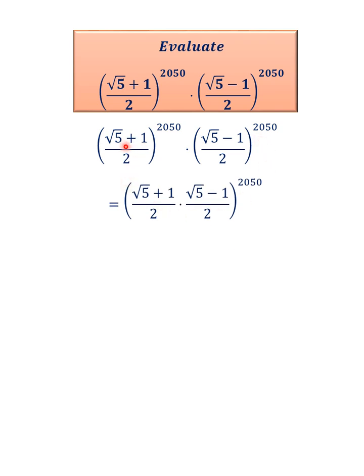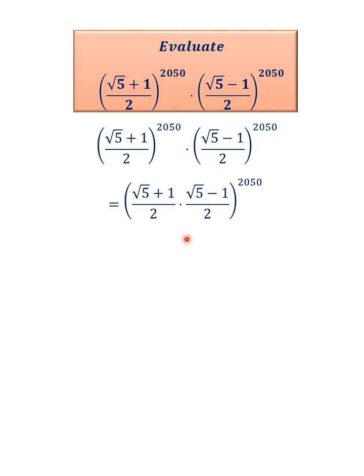We take the first expression multiplied by the second expression and we can raise them to the common power of 2050. Technically, this and this are the same thing. Now, we have a simple task of simplifying what is in this bracket.